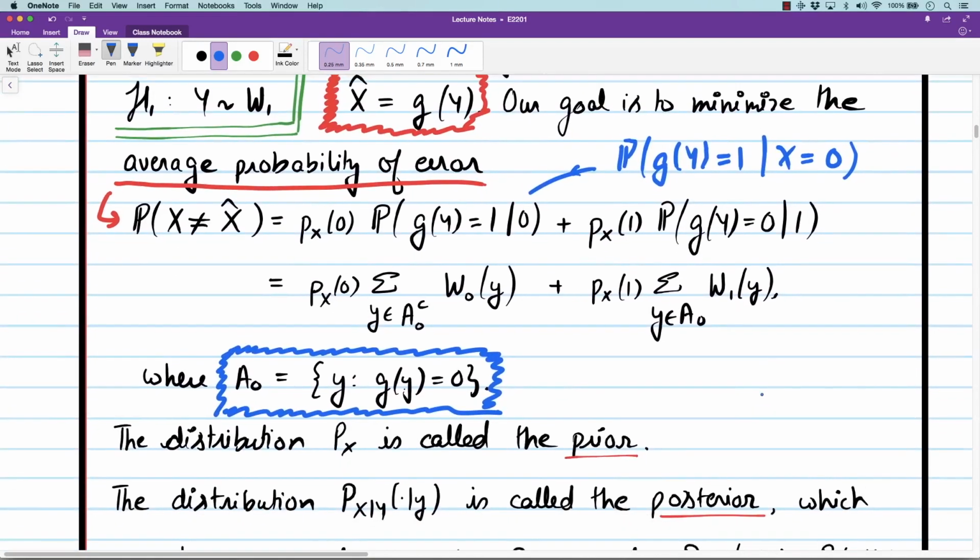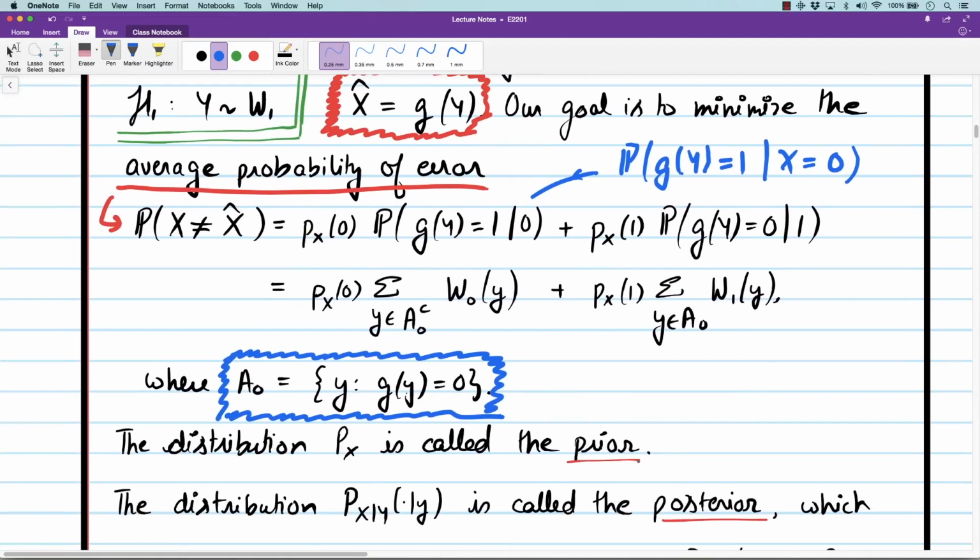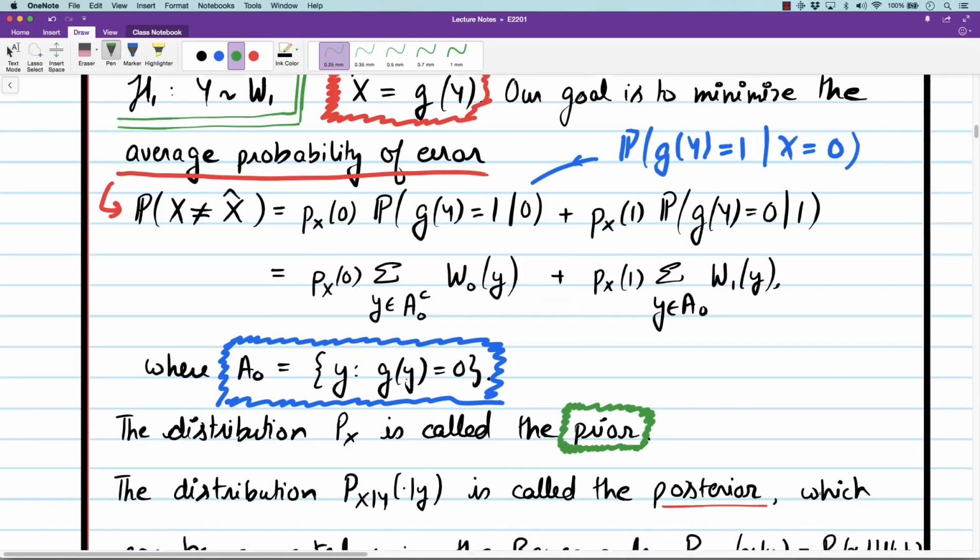Okay. So the distribution Px has a name. It's called a prior. Whenever you may have already heard this phrase prior, it's your prior belief about the unknown x, or about the unknown hypothesis. So it's called prior. It's your prior belief before you saw y. The distribution p of x given y is the posterior distribution. It's a distribution of x after you have seen y.